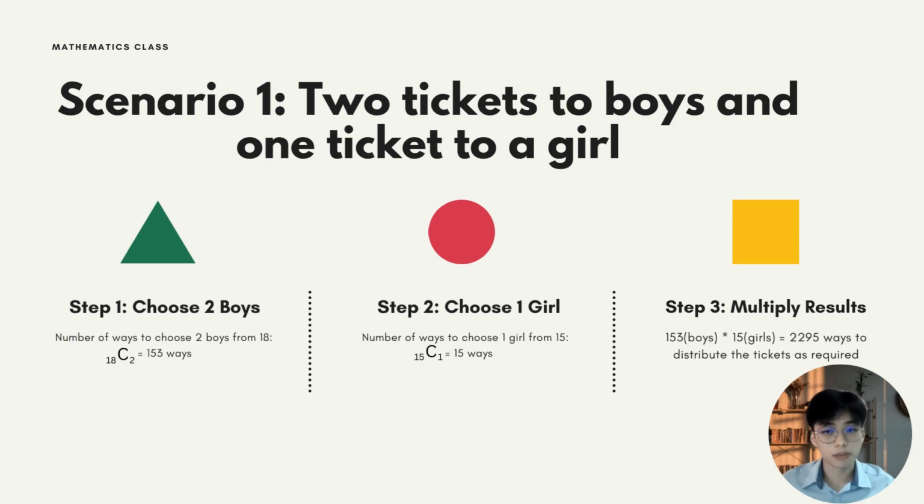For step 2, which is quite similar to step 1, but now we need to choose 1 girl from 15 girls. So the number of ways to choose 1 girl from 15 is 15 combination 1, which is 15 ways. And finally, we'll multiply the results that we obtained from the first and second steps to get the total number of ways to distribute the tickets. So in this case, we'll take 153 multiplied by 15, and we'll get the total of 2,295 ways to distribute the tickets.